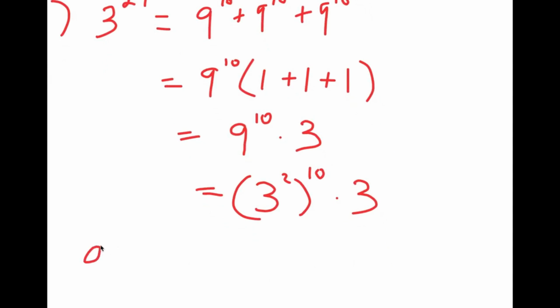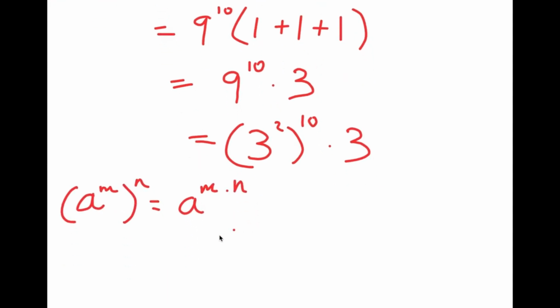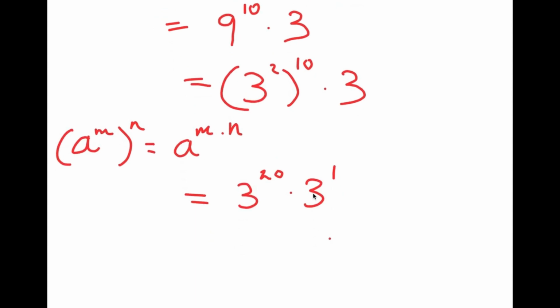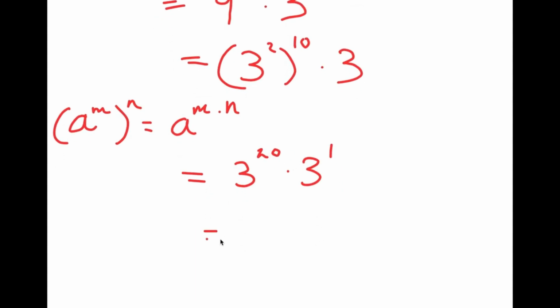And if I have something in the form (a^m)^n, this is equal to a^(m·n). So (3^2)^10 is going to equal 3^20. And I have this times 3^1. So I simply just add the exponents. This is equal to 3^21.